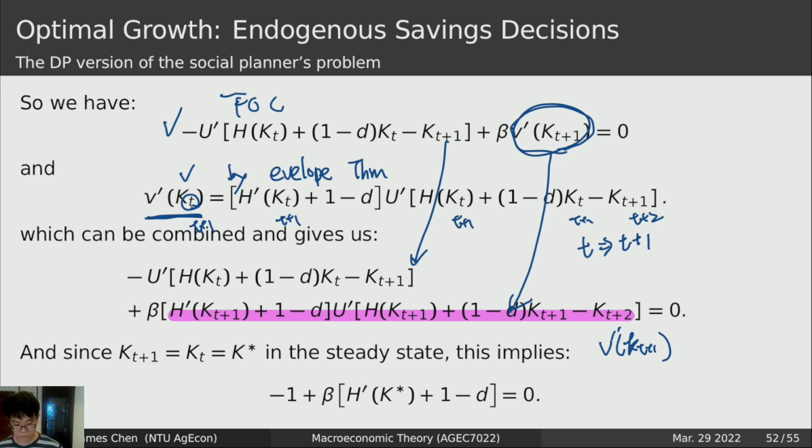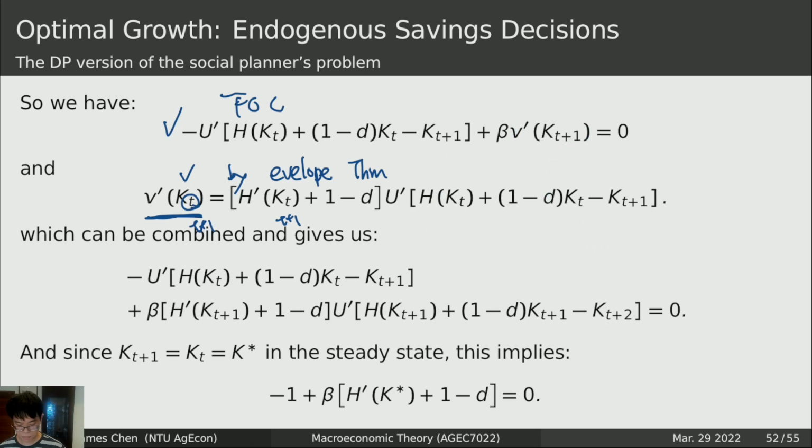And now, in the steady state, which means everything's constant, basically, we must have this: every period k_t is the same k star, right? So I can replace this with k star, k star, k star, k star, k star, k star, and k star.